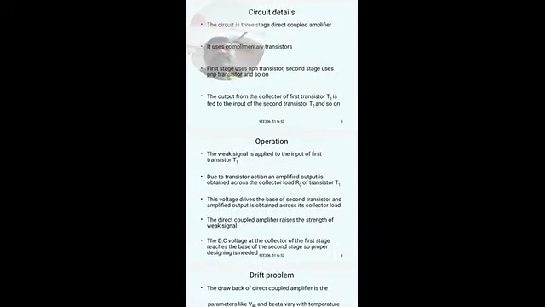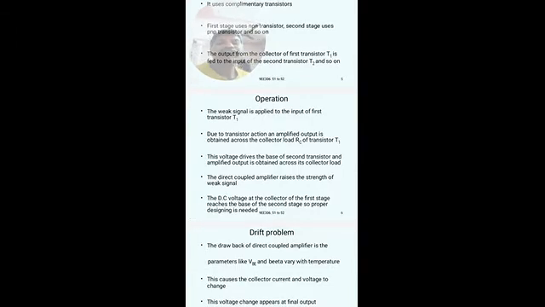This DC voltage will change the operating conditions of the next stage. So the previous stage is going to affect the next stage DC conditions. So proper biasing is needed to operate the direct coupled amplifier, otherwise there will be distortion in the direct coupled amplifier. So this is called a drift problem. This is the drawback of the direct coupled amplifier. We call it a drift problem.